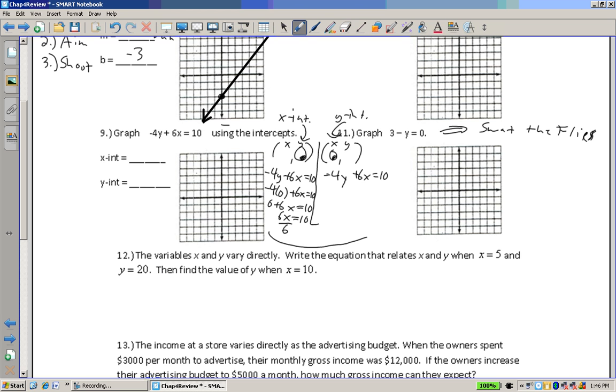We're going to divide by 6. So x equals 10/6 or 5/3. Now that's my x-intercept, so I'm going to put 5/3. The same thing I do over here. X is 0, so I don't put an x, I put a 0. That's 0. Divide by negative 4. I'm going to get y equals negative 10/4. That's also negative 5 halves.